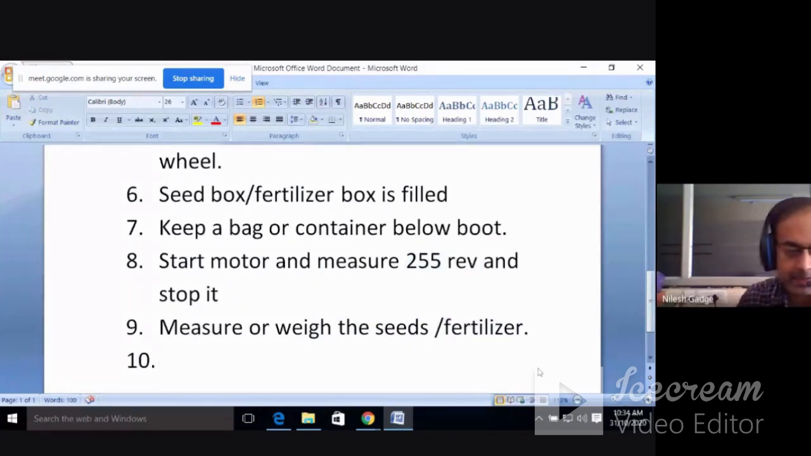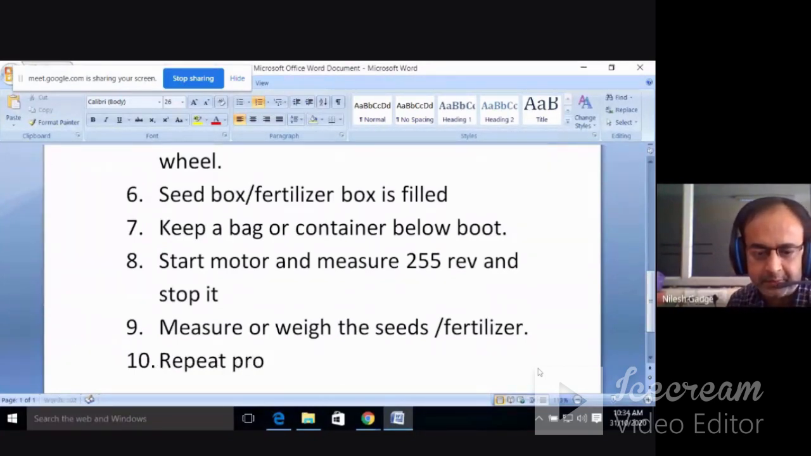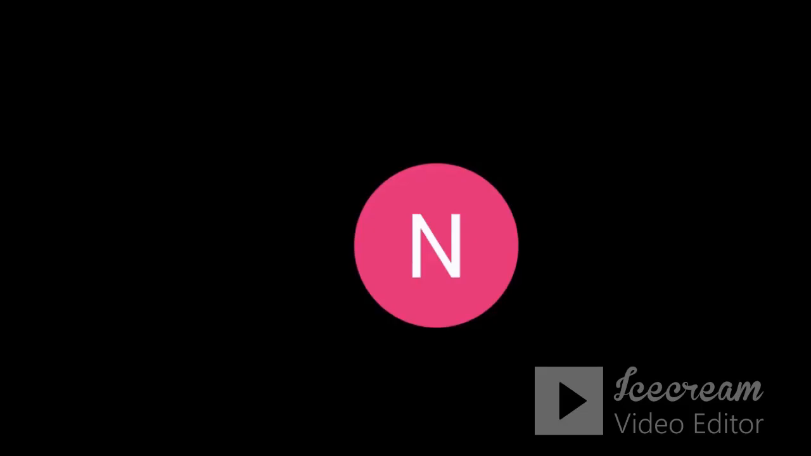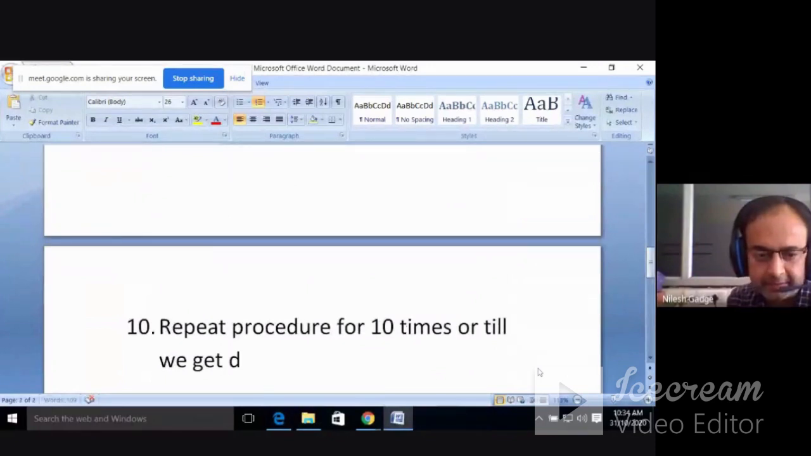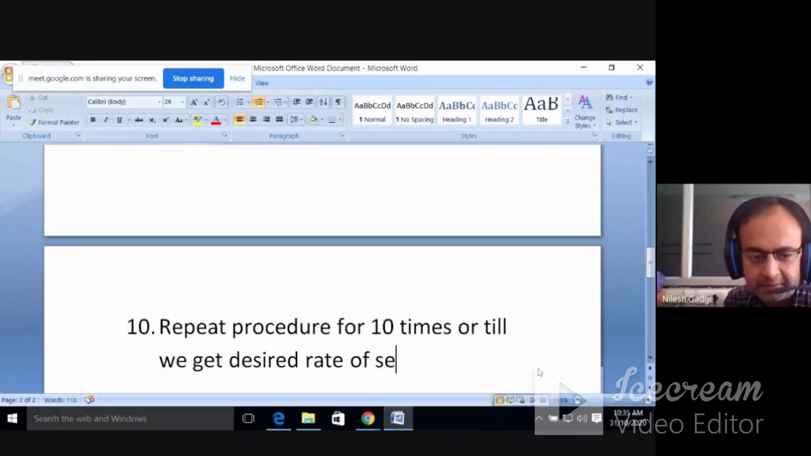Then repeat the procedure or revolution till we get the desired rate of seed dropping.